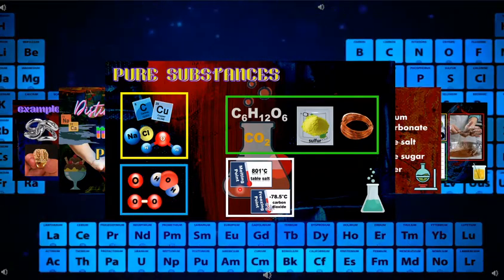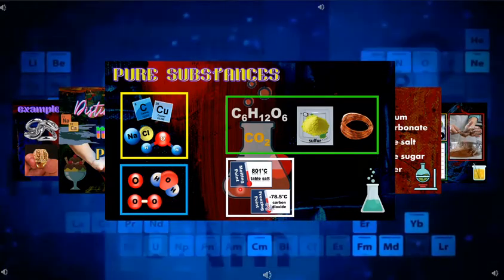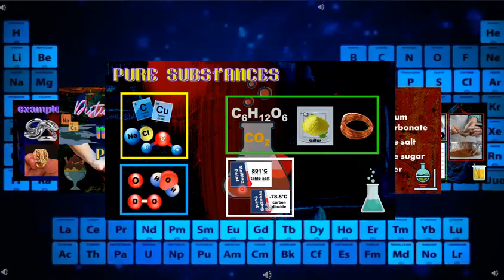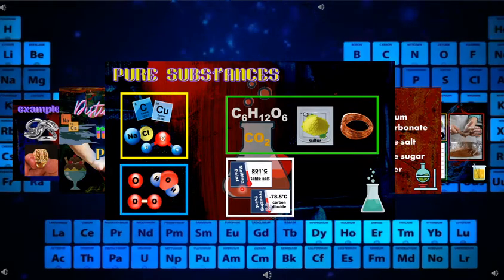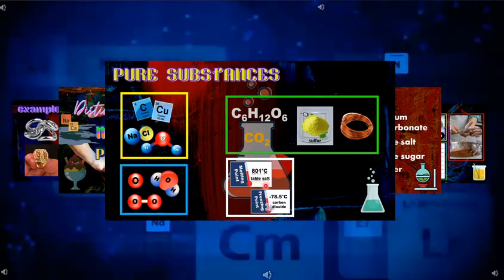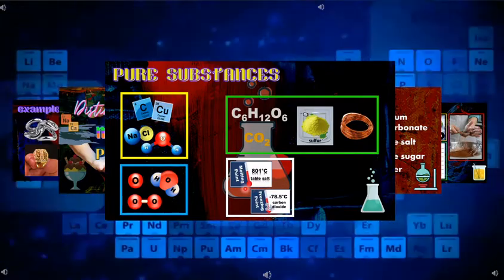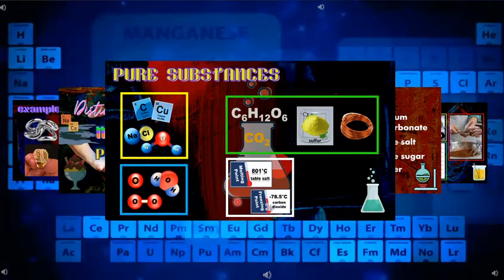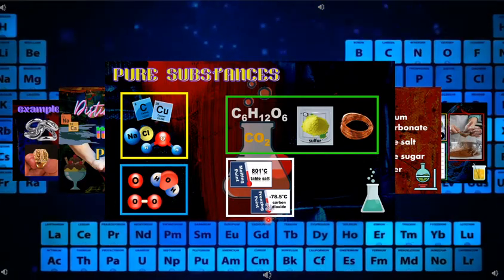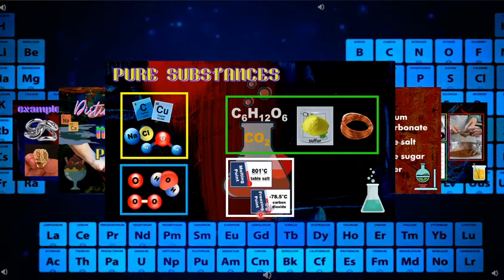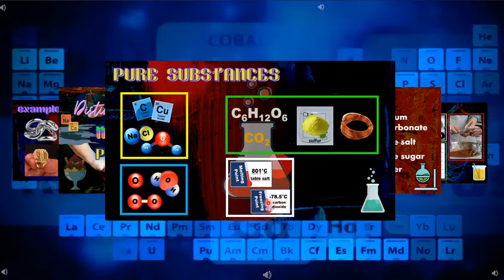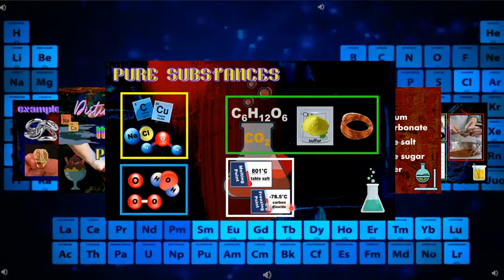Pure substances have sharp melting points, or the range of their melting points is less than 5 degrees Celsius when they melt completely. In our example, table salt has a melting point of 801 degrees Celsius. Gold has a melting point of 1064 degrees Celsius. Pure substances have definite freezing points. For example, carbon dioxide melts at negative 78.5 degrees Celsius.